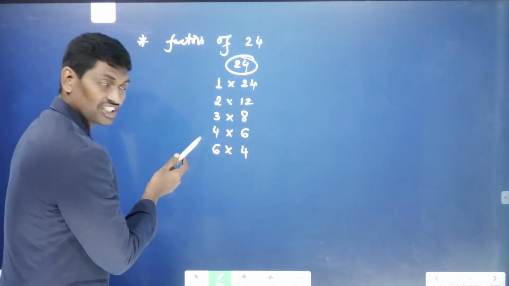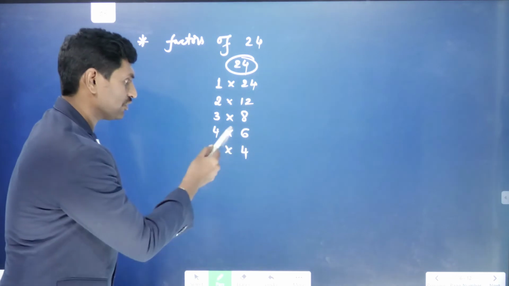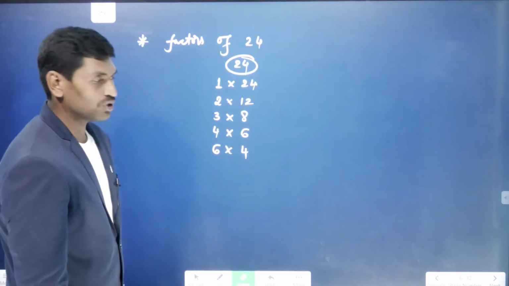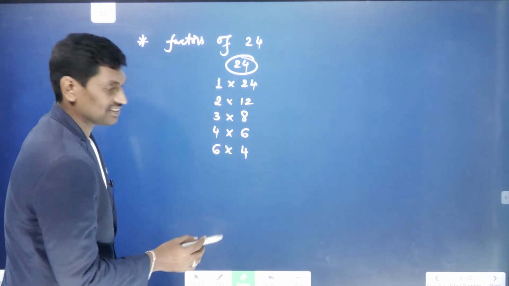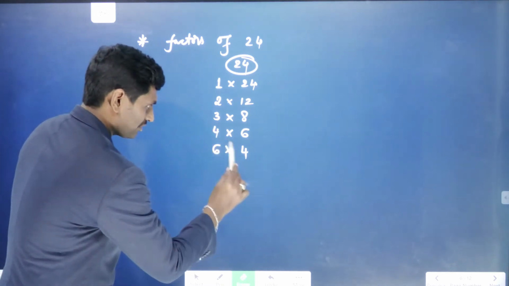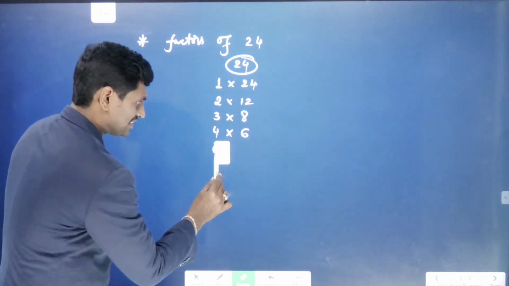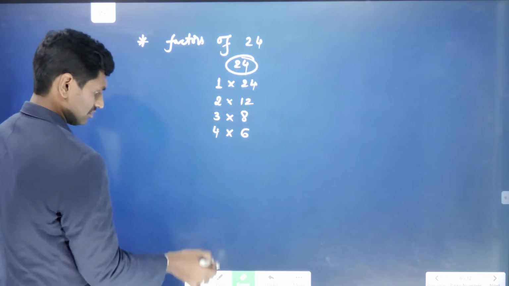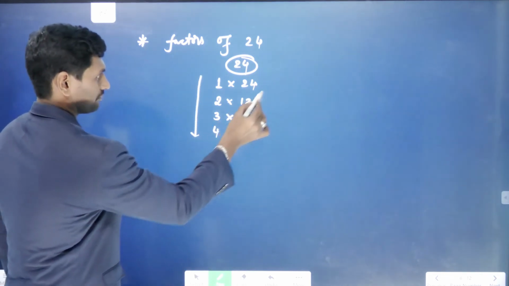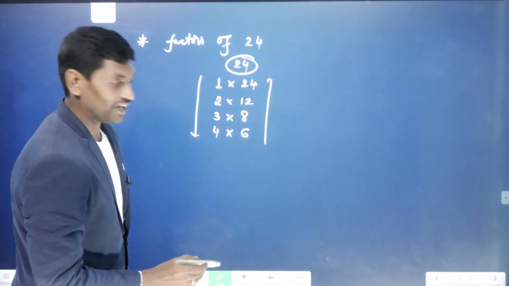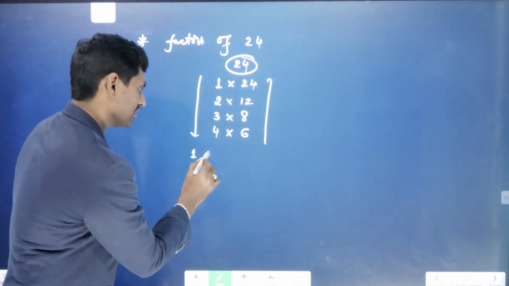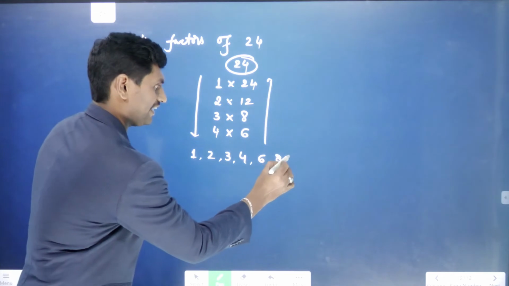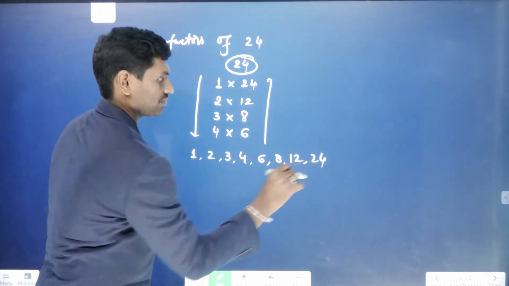Now observe here, children. 4 6s are 24 and 6 4s are 24, both are the same, no? That means it is repeating. Now I am deleting this one because both are the same. I am erasing this. So therefore the factors are 1, 2, 3, 4, 6, 8, 12, 24.